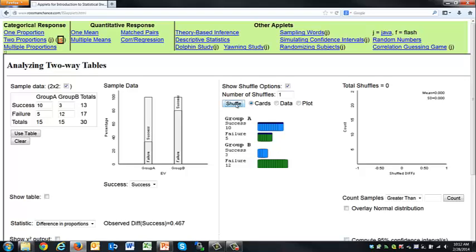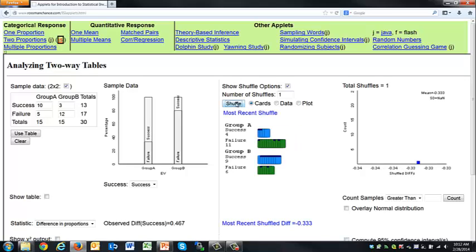If I click Shuffle, you can watch the blue and green cards be shuffled and dealt into two stacks. Now, in this shuffle and deal, I'm left with 4 blue cards in Group A and 9 blue cards in Group B. From this, we can compute the difference in the success proportions as negative 0.33. To get this, you take 4 divided by 15, the Group A success proportion, and you subtract 9 out of 15, the Group B success proportion. You'll notice also over here in the graph on the right, we now have a dot at negative 0.33, indicating the value of the statistic for a single simulation.